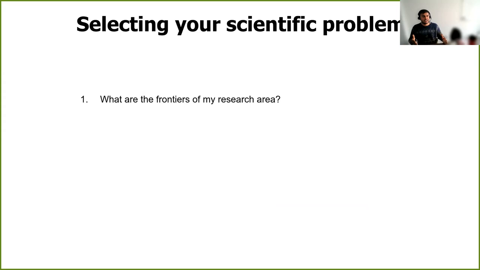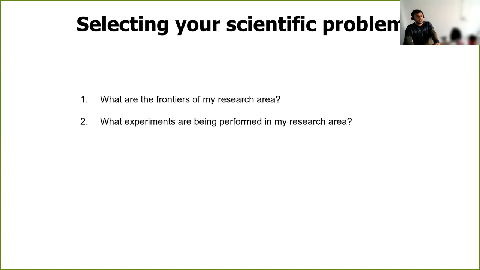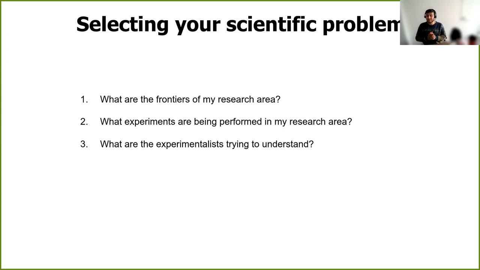And generally, I would say when you're selecting a scientific problem, some of the questions that you could ask yourself or discuss with your supervisor are really being aware of what exactly are the frontiers of your research areas and what are the open challenges. And this is something that you learn slowly. It's not like when you start your PhD in your first year, you already know what all the open problems are, but this is something you can learn slowly and slowly. And one of the ways to do that is by looking at what experiments are being performed in your research area. And the other thing that you should definitely try to understand while looking at papers or while attending these talks is, what exactly are the experimentalists trying to understand? Because interpretation of experiments generally is a big problem in our area, right?